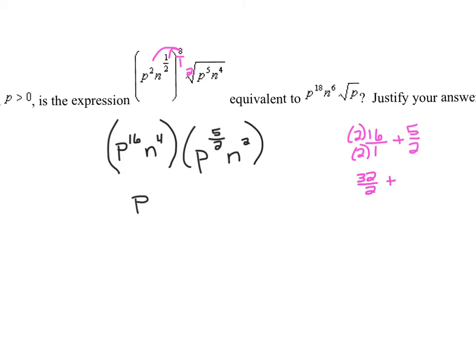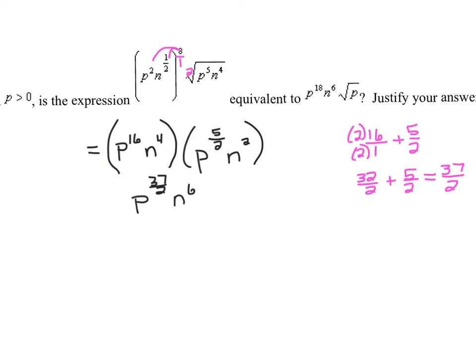And then plus 5 over 2. Okay, so then that's equal to, just add the top and keep the bottom. So 37 over 2. All right, so I'm going to write this as p to the 37 halves. Okay, now let's look at the ends. N to the 4th times n squared. You just add the exponents. So that'll give me n to the 6th power.